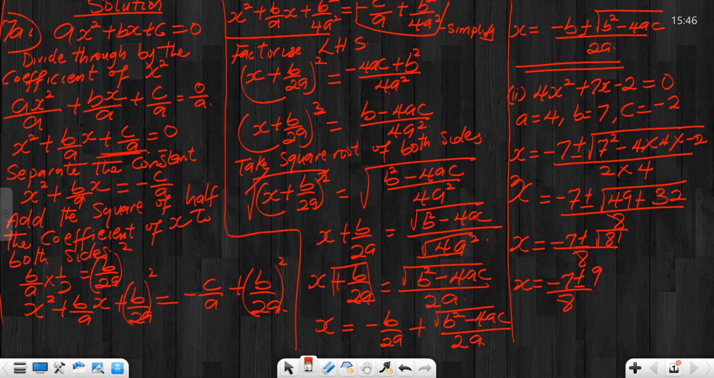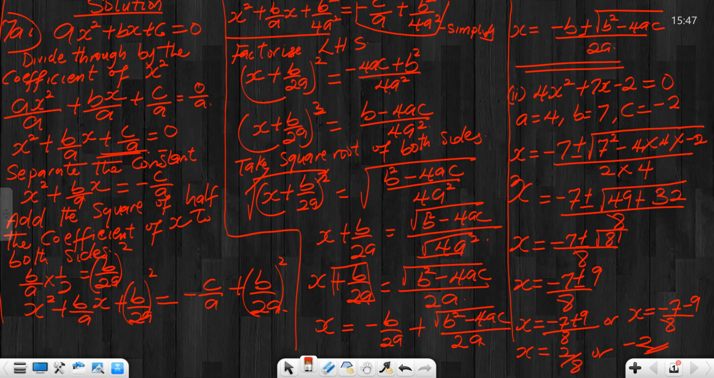So we can split this. When we split it, I will have x equal to minus 7 plus 9 all over 8, or x equals minus 7 minus 9 all over 8. So here, my x equals what? Minus 7 plus 9, what would that give me? That will give me 2 all over 8, or here is minus 16 all over 8, which will give me minus 2. Okay, so now let's look at the second question.